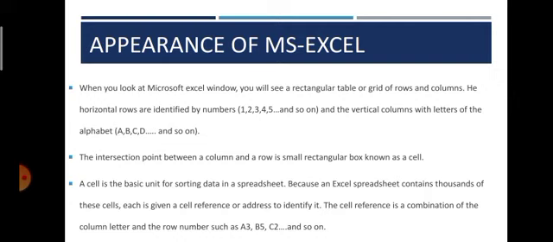Such as A3. Here A3 means column A, third row. B5 means column B, fifth row. C2 means column C, second row, and so on. So this is what is known as a cell reference.